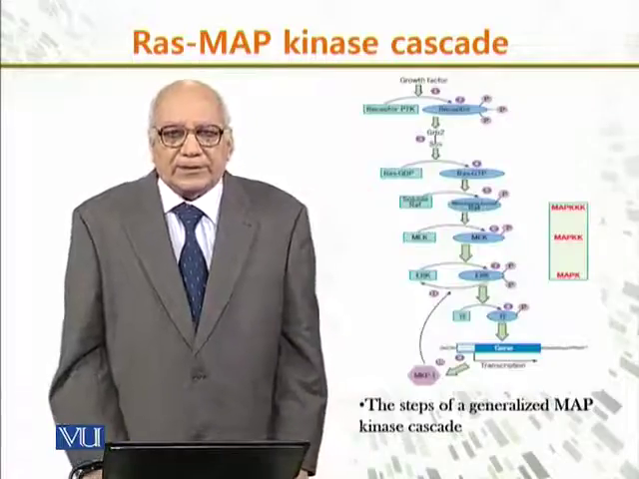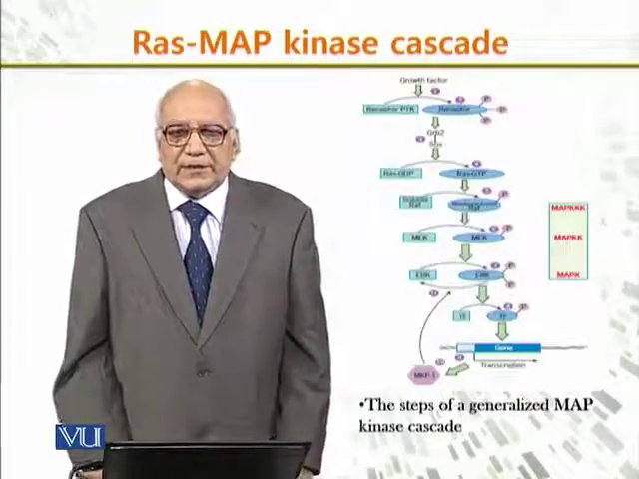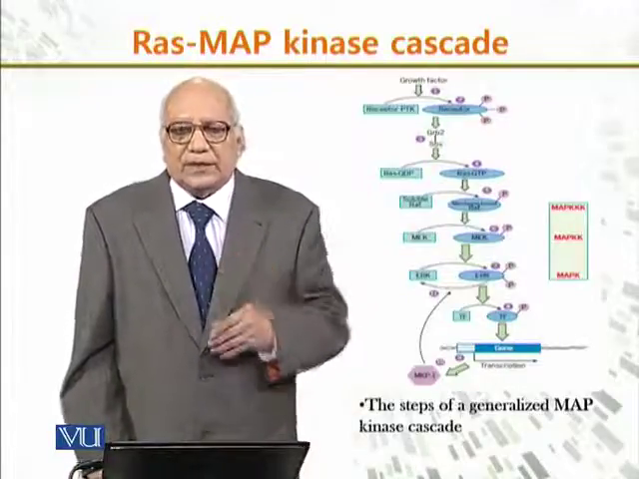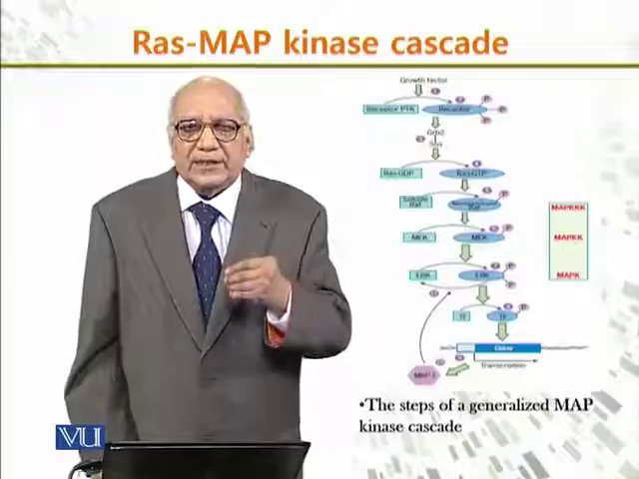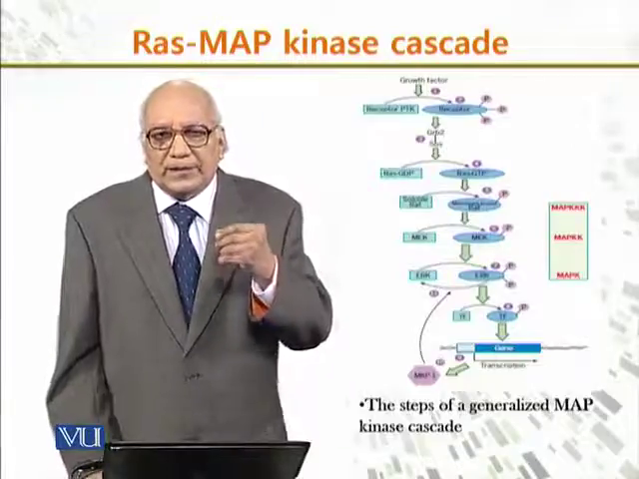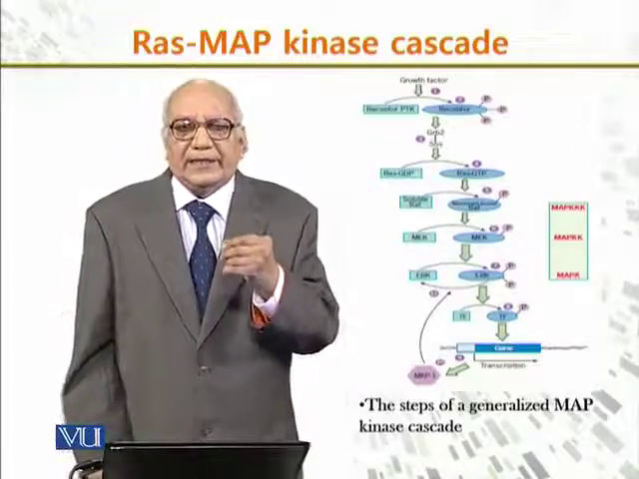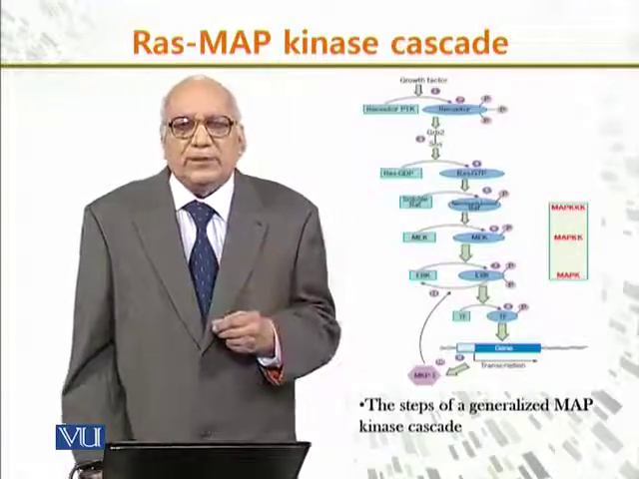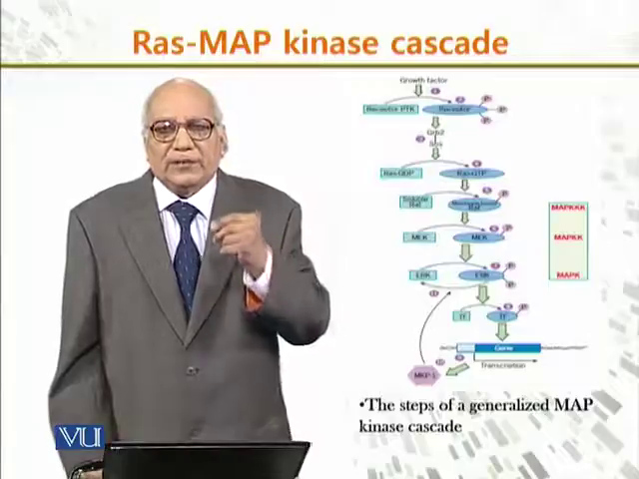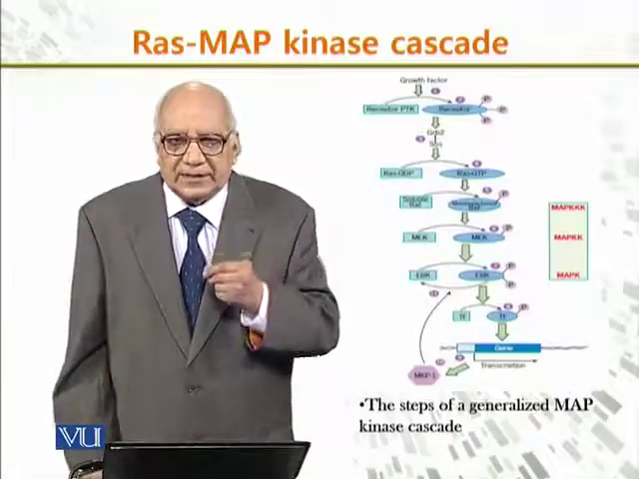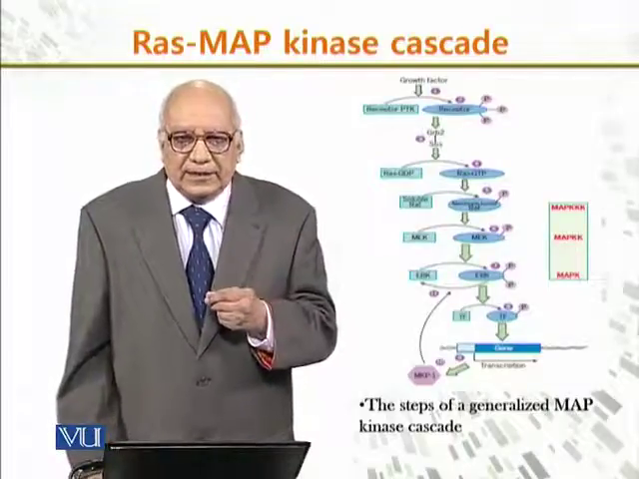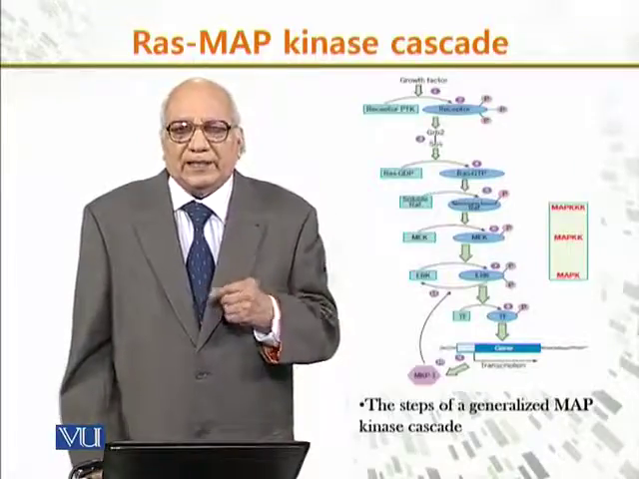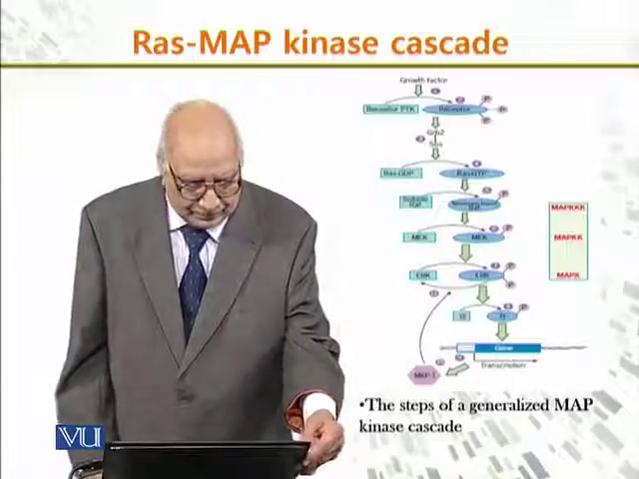Now, for example, this is the step of the generalized MAP kinase जो है उसका cascade है कि किस तरह ये RAS from top to bottom it travels and it attaches with different proteins, with different molecules, and from one stage to another, and eventually at the bottom, it produces the effect, the signaling effect.